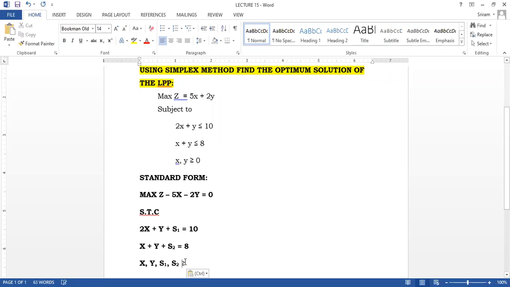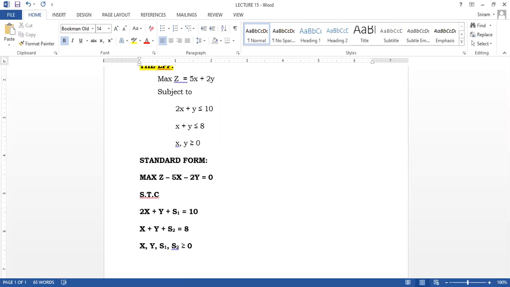Does everybody understand this idea? This is called converting into standard form. From this, we are going to form the IBFS table. Everybody understand this? Shall I proceed to the next one? Okay, dear.